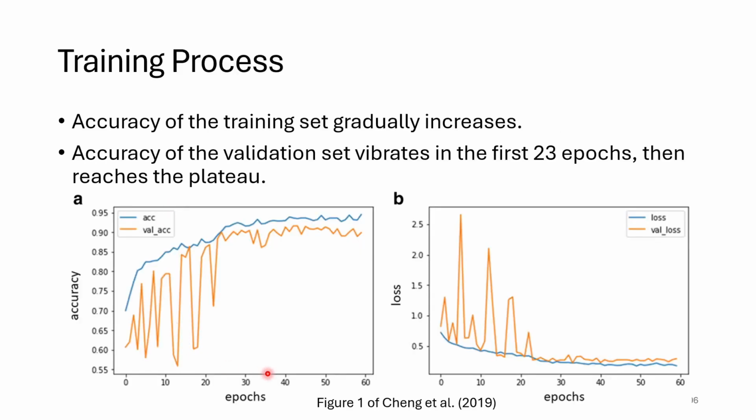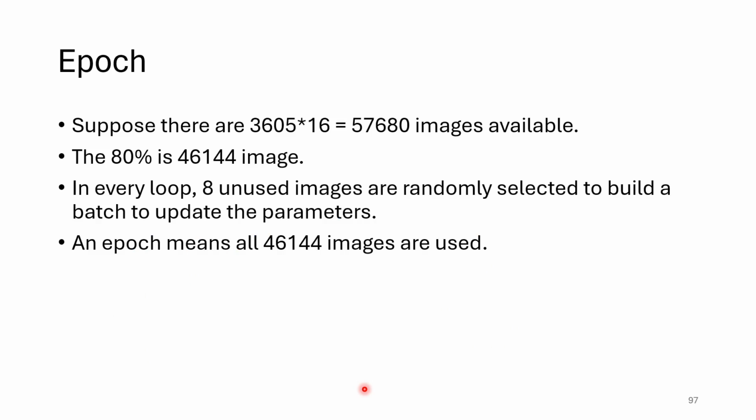So there are a lot of epochs. An epoch means they use all of the 46,000 images to train their network once, and once they have run through all of the 46,000 images, they repeat the training process again, and in each iteration they randomly use 8 unused images. So this is the batch normalization. This is actually quite a standard approach for training networks.